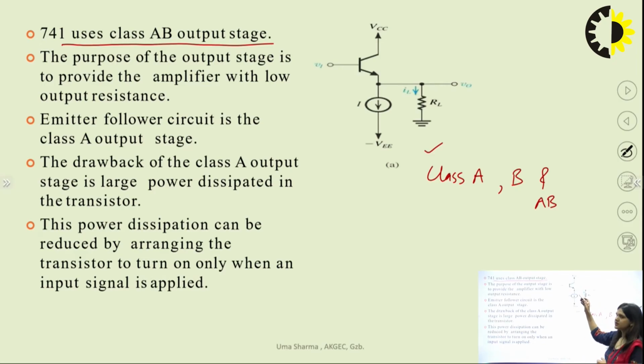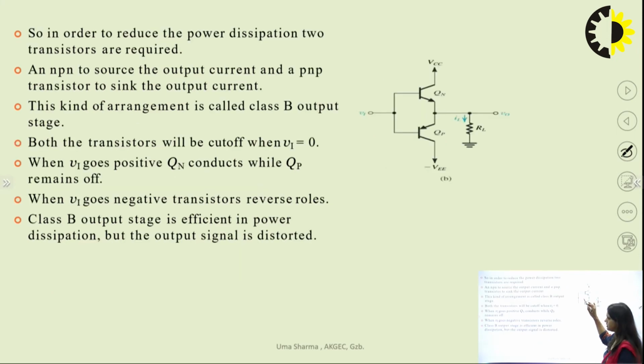You can see that this is the representation of the class A output stage. This stage can be used at the output, but in this configuration the power dissipation is more, because there is a direct path between the positive supply and the negative supply, and all the time whenever the input is applied, the circuit is on. So the power dissipation is more in case of class A amplifier, which is generally an emitter follower structure. To reduce the power dissipation, we can add one more transistor to the single transistor that we used in the class A configuration, so that at a time one transistor is on and another transistor is off. That will reduce the power dissipation of the complete circuit.